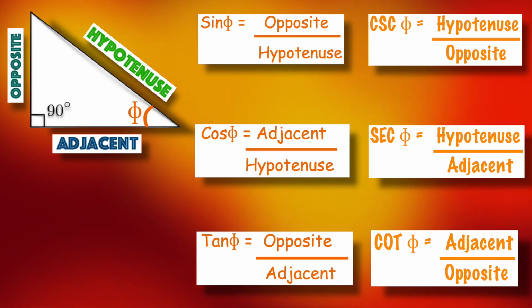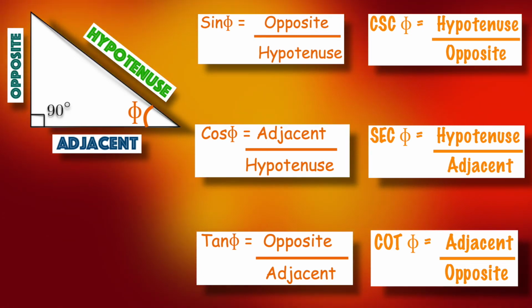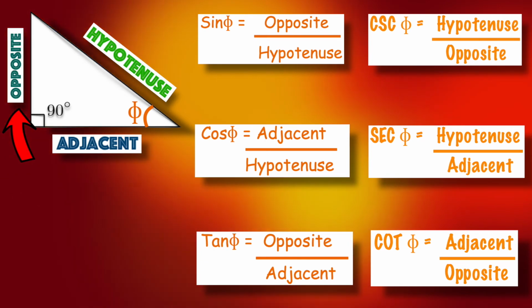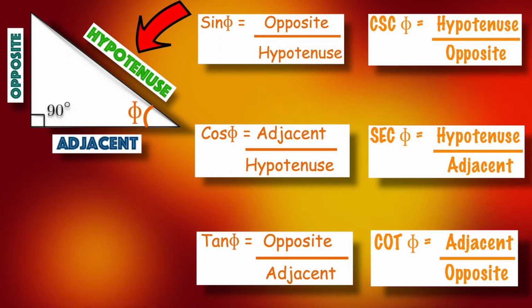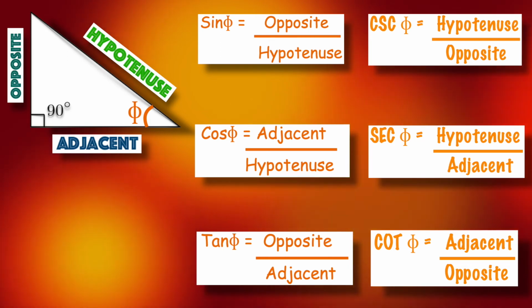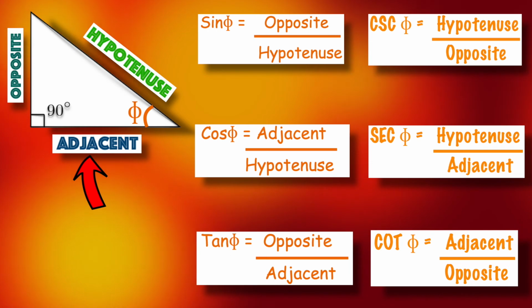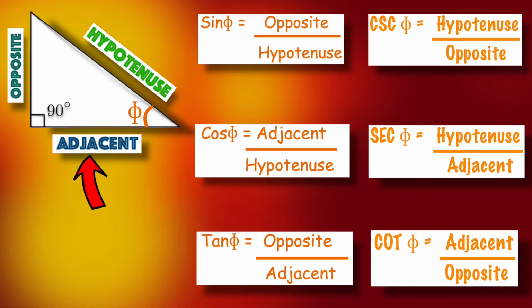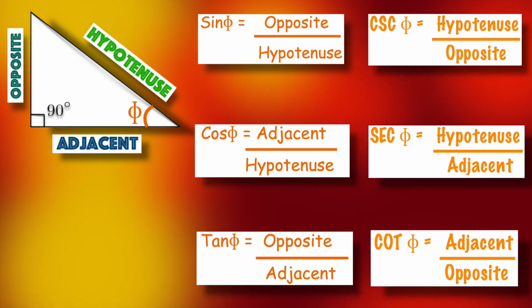Cosecant is equal to the hypotenuse over the opposite. Secant is equal to the hypotenuse over the adjacent. And finally, cotangent, which is equal to the adjacent over the opposite.